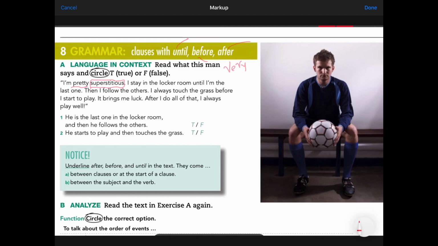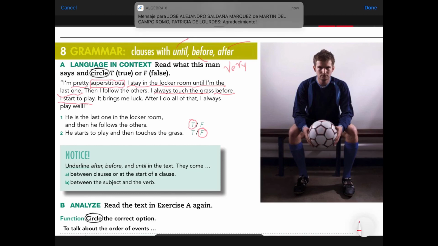So let's do the activity. He's the last one in the locker room, and then he follows the others. I stay in the locker room until I'm the last one. So the answer is true. Okay. He starts to play and then touches the grass. Let's see. I always touch the grass before I start to play. So this is false.